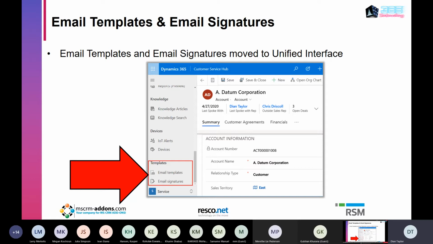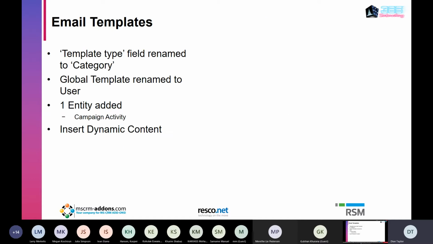Both items used to be in the legacy app, but now you can just go ahead and access these entities through the unified interface. And I did notice that the entitlement templates, which used to be accessible under this section, now have been moved. So just so you know, if you're looking for that, it's somewhere else now.